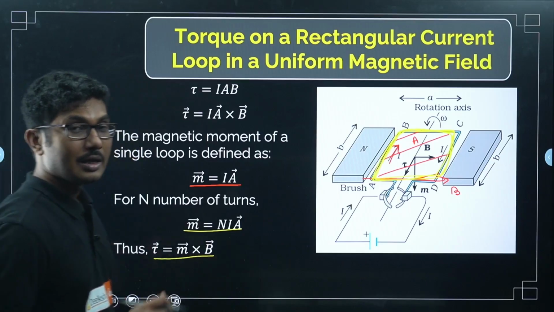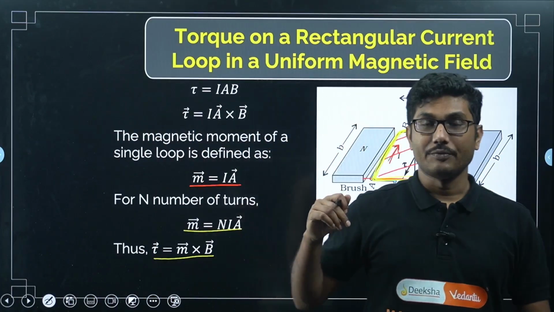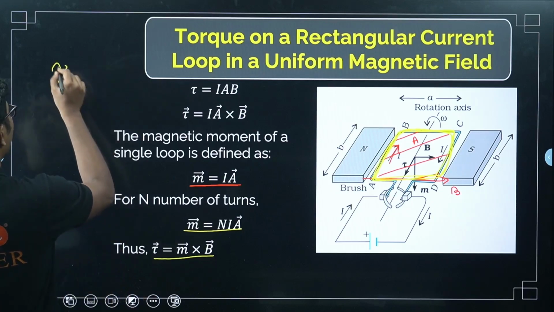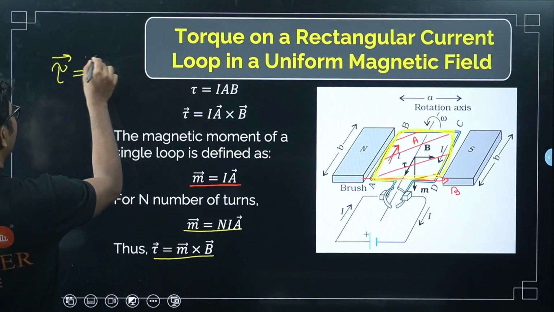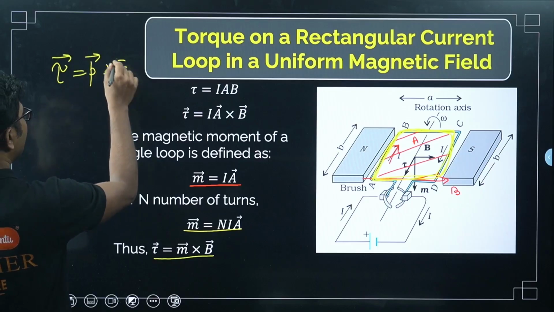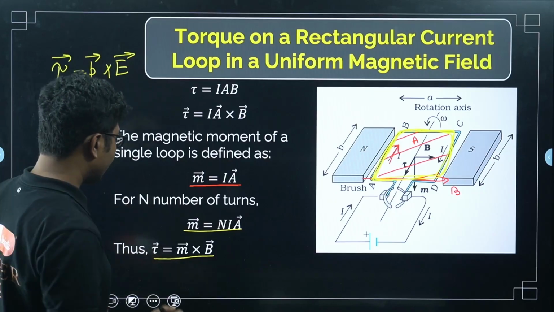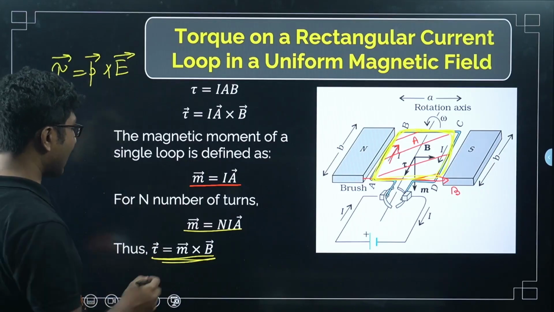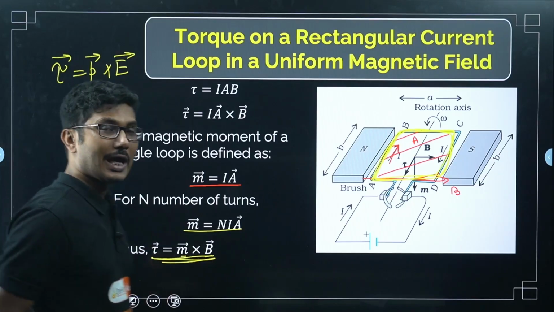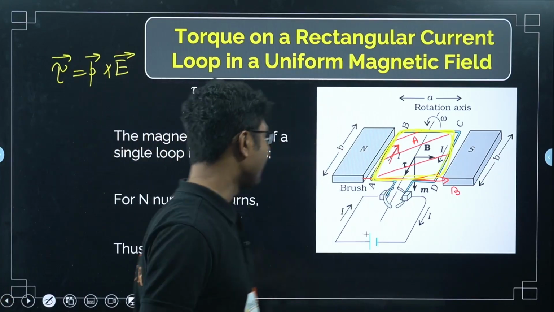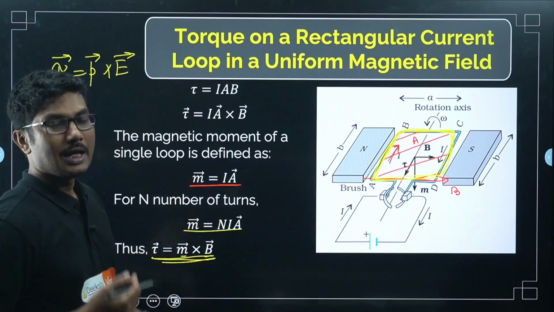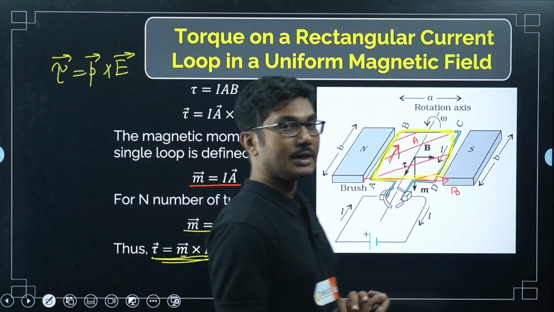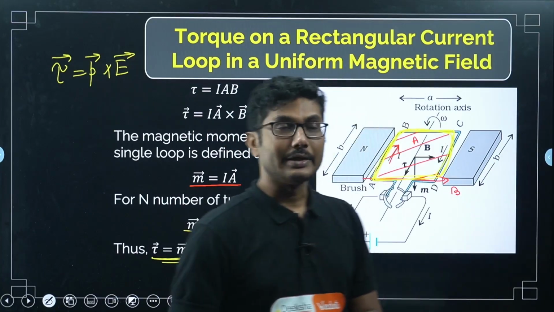Now if you remember, the torque on an electric dipole in an electric field was given by P cross E, right? Therefore this is basically similar to that. Instead of electric dipole moment we have magnetic dipole moment, and instead of electric field we have magnetic field. That's why we have defined this as magnetic dipole moment. Basically it started from the symmetry. Later on when we deep dive into the theory part of magnetic dipole, then it will be clear.